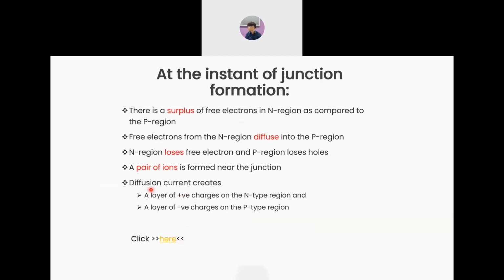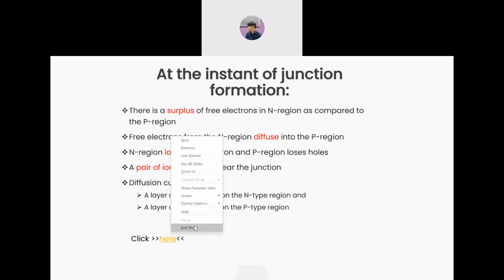Diffusion currents. Up until now you learn what is conduction current, you learn what is Hall current. Another type of current that you will learn from this slide is diffusion current. So let's say we ask you what is diffusion current. This is how you should be able to explain it. Diffusion current creates a layer of positive charge on the n-type region, and also a layer of negative charge on the p-type region, as what you see from the previous slide.